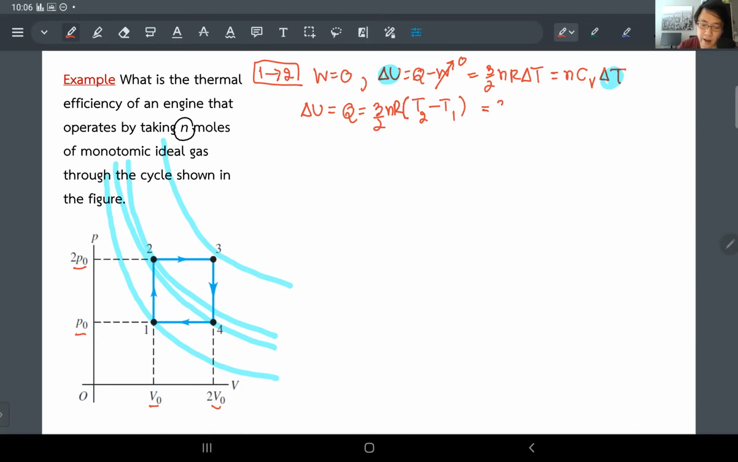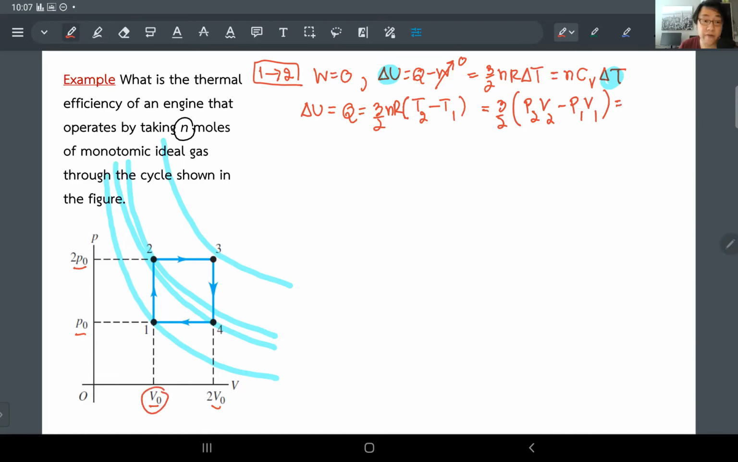So that means 3/2 is still there. I can write this as P2V2 minus P1V1. And you guys know that V1 and V2 are the same, so that's no big deal. And the rest, just read from the scale.